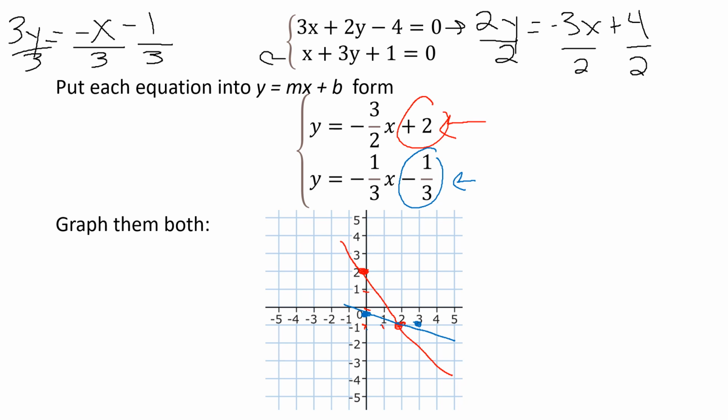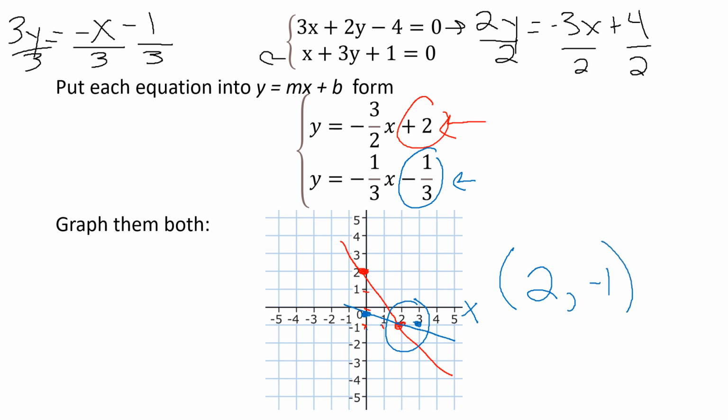But now the point is to find the place at which these two lines intersect, which is right here. And that point, remember, it's always xy. So on my x-axis, I'm at 2. On my y-axis, I'm at negative 1.